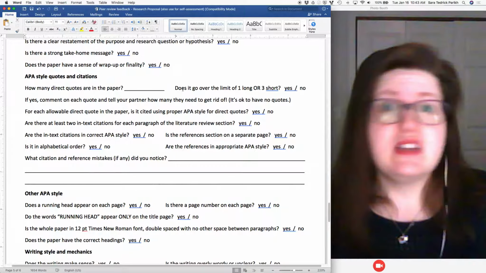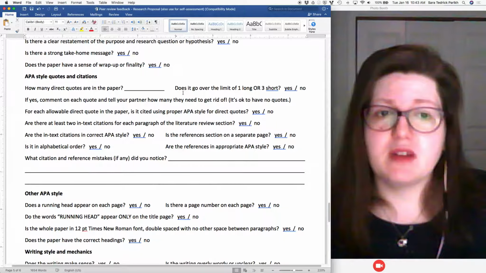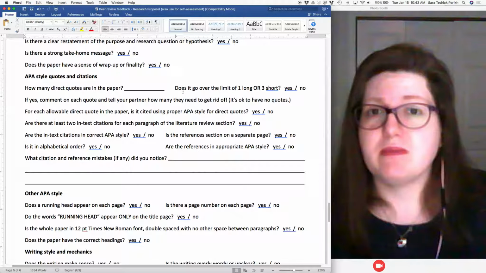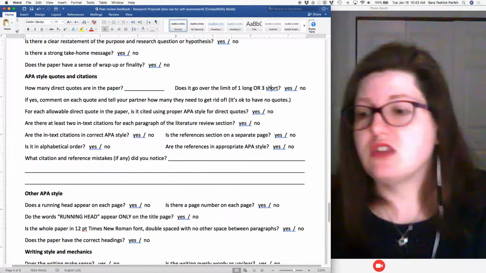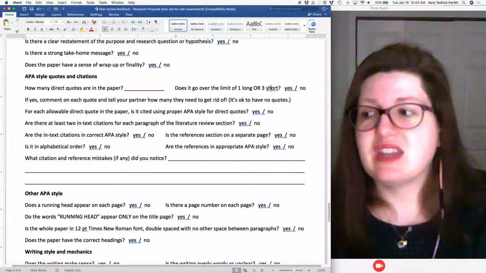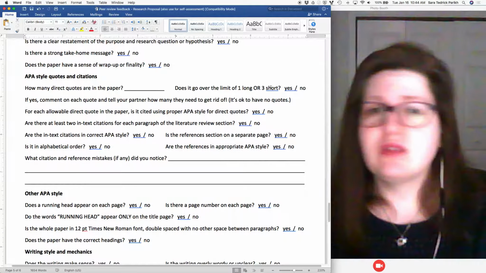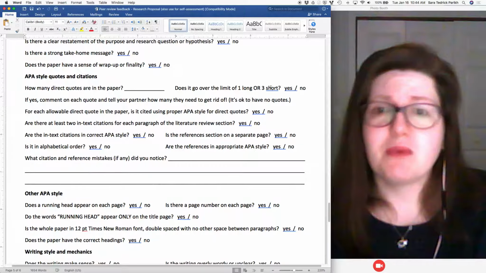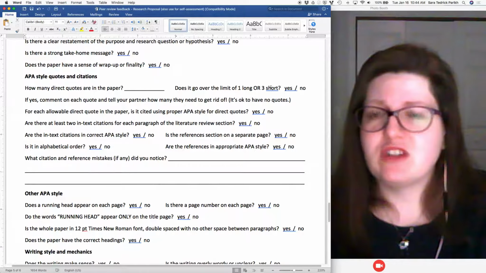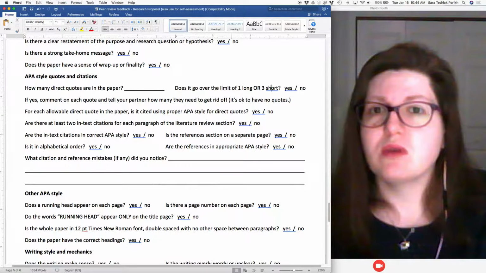You do not need to have any quotes. Does it go over the limit of one long quote, defined in APA as 40 words or more, or 3 short? So if you have one really long quote, you cannot include more. Because when there's no limit, sometimes students will fill up their entire paper with quotes from articles. And that's not your writing. That's not what writing is. Especially if you have minimal comment on those quotes.